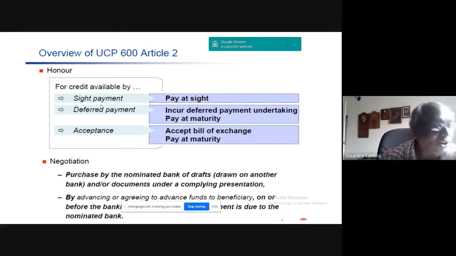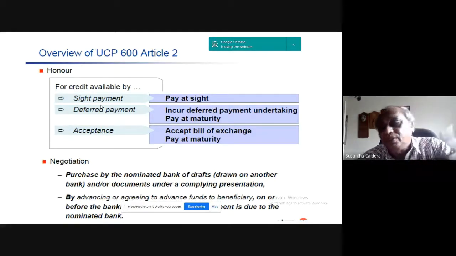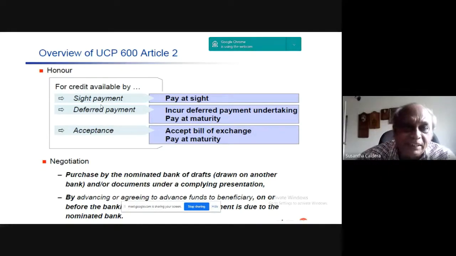That is honor. Now, rather than reading, it's easy for you to understand when you see this presentation. For credit available, if it is available by sight, it means pay at sight. Deferred payment, incur deferred payment undertaking, pay at maturity. Acceptance, accept bill of exchange and pay at maturity.